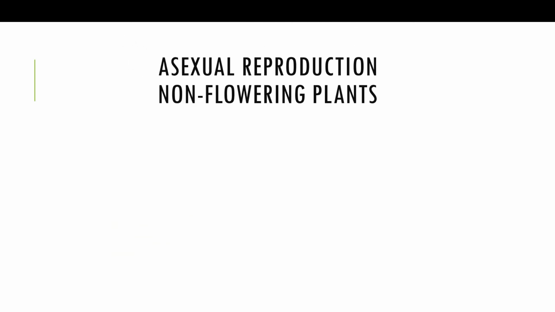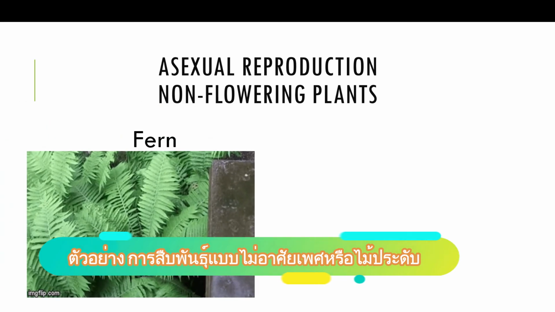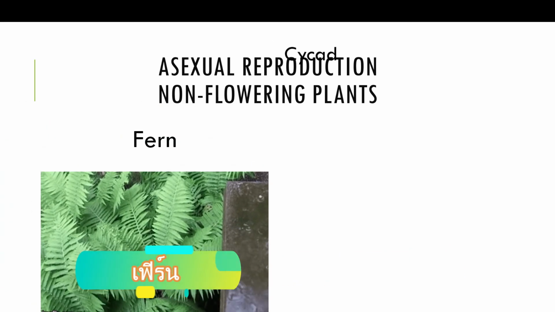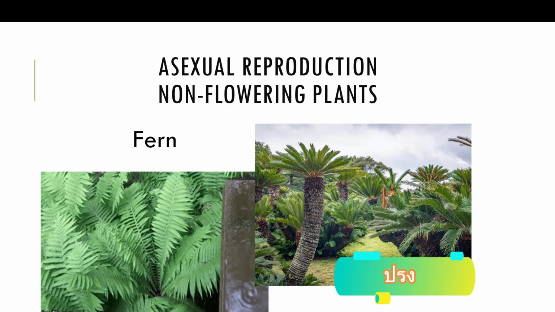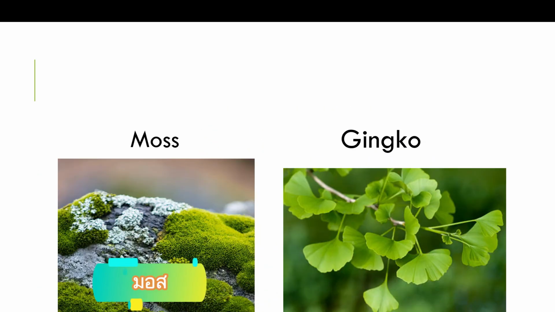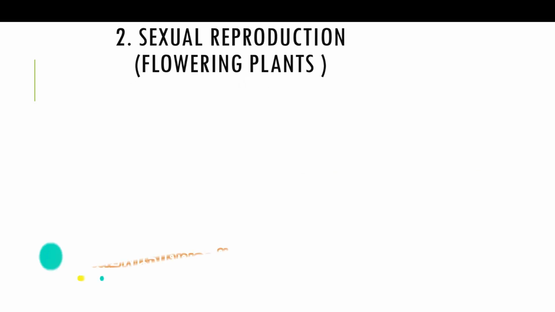Another asexual reproduction is in non-flowering plants. An example of this is fern. The ferns don't have flowers. Cycad doesn't have flowers too. Moss doesn't have flowers, and we have ginkgo, which doesn't have flowers too.